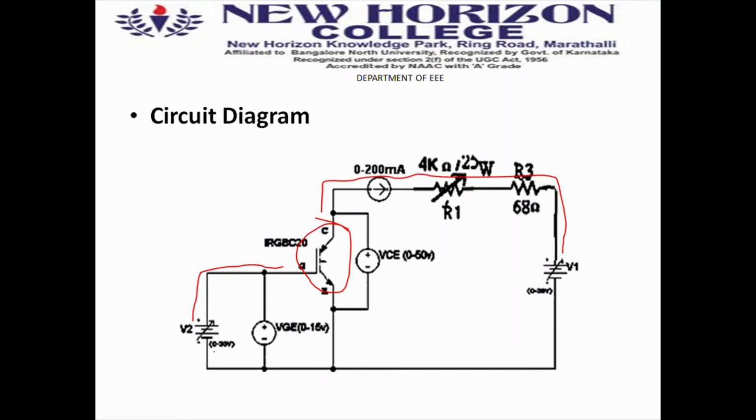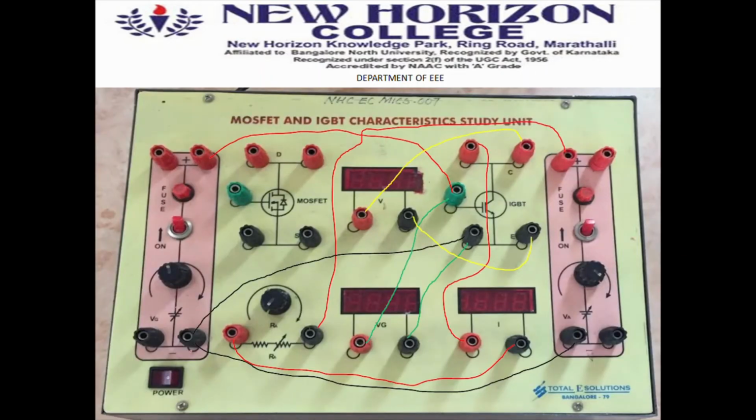Next we go for the negative. From the minus of V2 it goes to the emitter, and from the same point it also goes to the negative of V1. Now from this negative it goes to the emitter. Then from the same negative it also goes to the negative of the second voltage source.